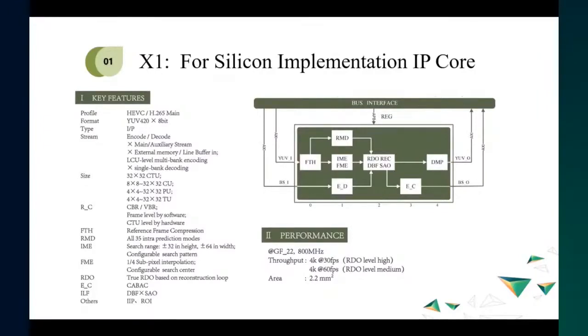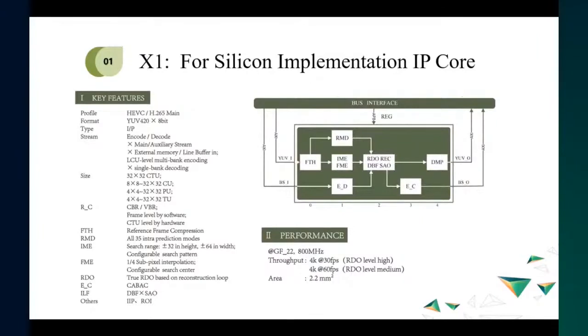And below 32 by 32, we support all kinds of sizes of CU, PU, and TU. And for rate control, we support the CBR and the VBR. The frame level rate control is done by software, and the CTU level rate control by hardware. And for the fetch part, because fetch is used to read or write the reference frames.